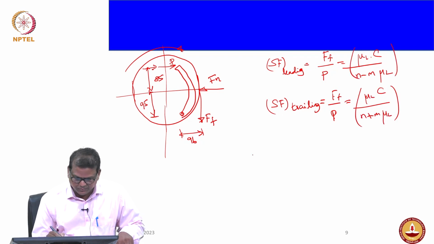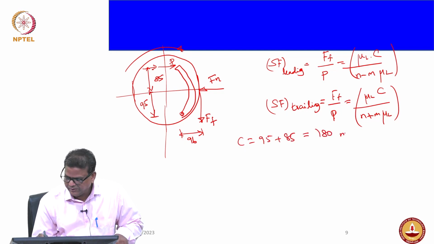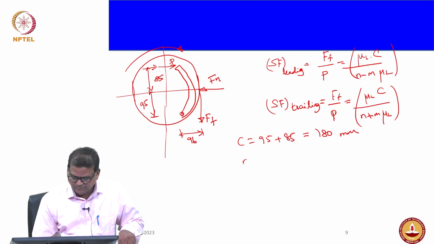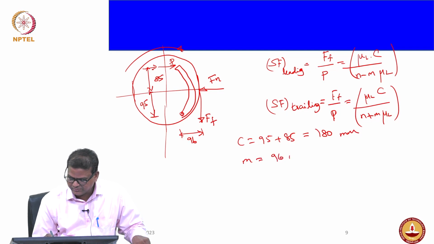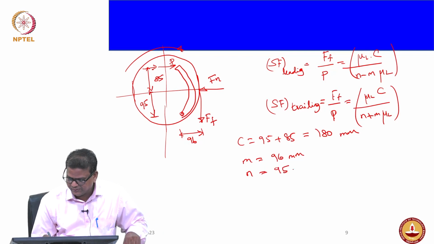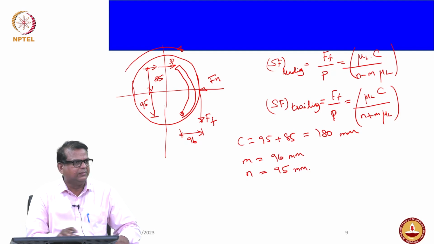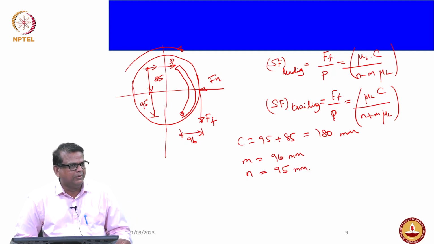So from here we know that C equals 95 plus 85, that gives you 180 millimeter. What is the m? m is 96 millimeter, and n would be 95 millimeter. Okay, fine. Now we got it. So this is the geometric arrangement of the leading and trailing shoe arrangement.